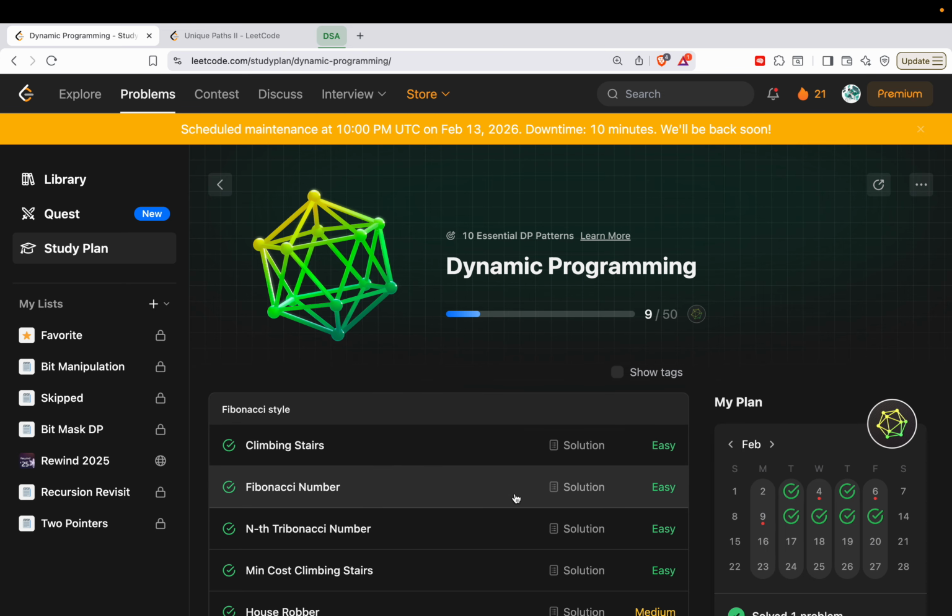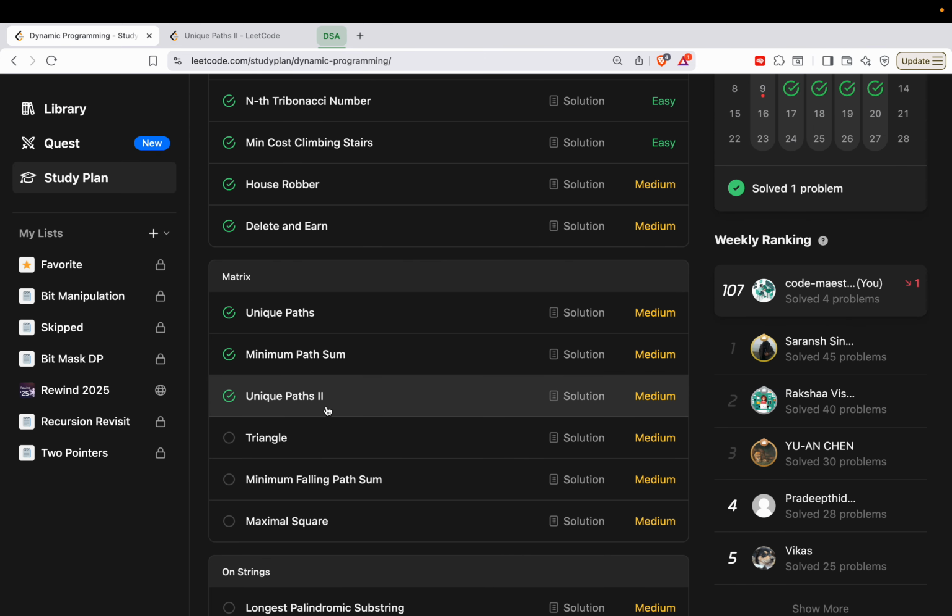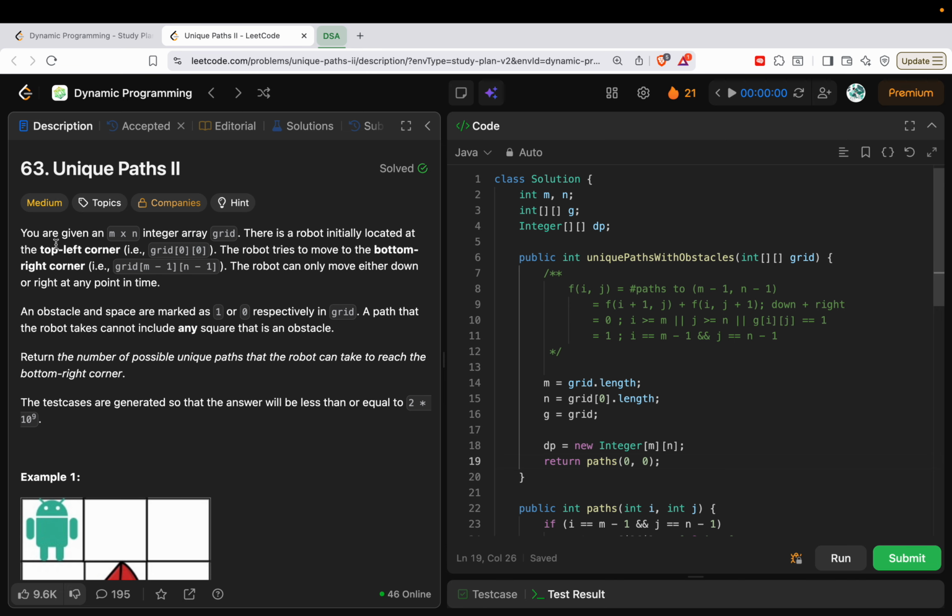Let's solve the ninth problem of the dynamic programming study plan, which is Unique Paths 2. The problem statement states you are given an m by n integer array grid. There is a robot initially located at the top left corner. The robot tries to move to the bottom right corner. The robot can only move either down or right at any point in time.